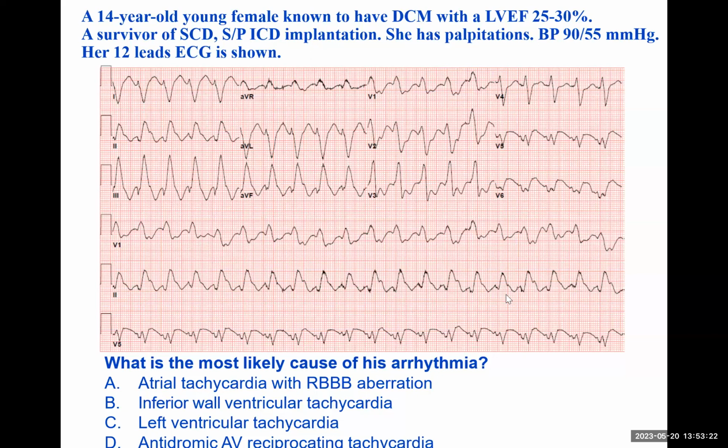If you look at the criteria here, it's a right bundle branch or right bundle-like morphology. So it's not coming from the right side, it's coming from the left side. And as mentioned here, actually lead 1 and aVL are negative. So it's coming from the lateral wall of the left ventricle. So it's left ventricular, not right ventricular. And not coming from the inferior, because if you look at the inferior leads, they are positive. So it's coming from the superior part, not the inferior part of the heart.